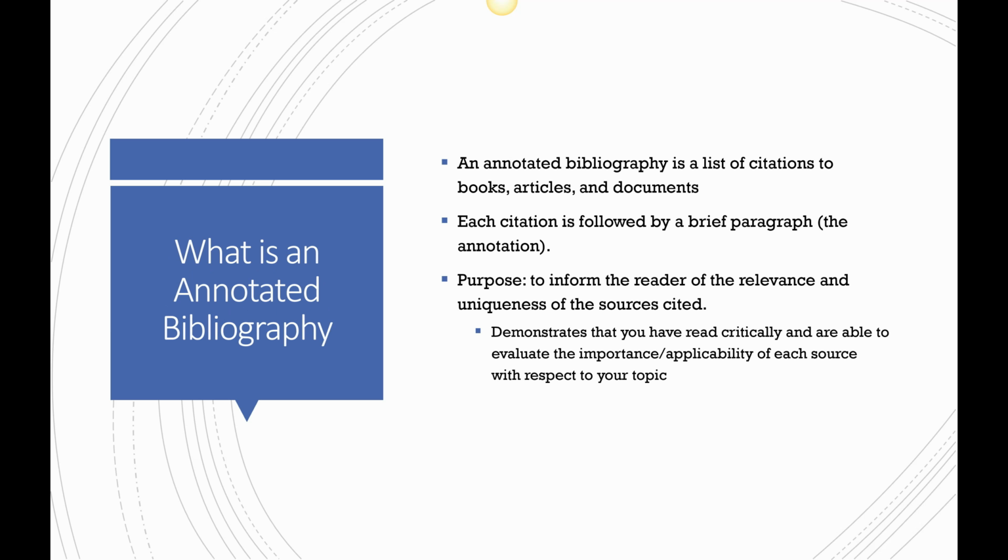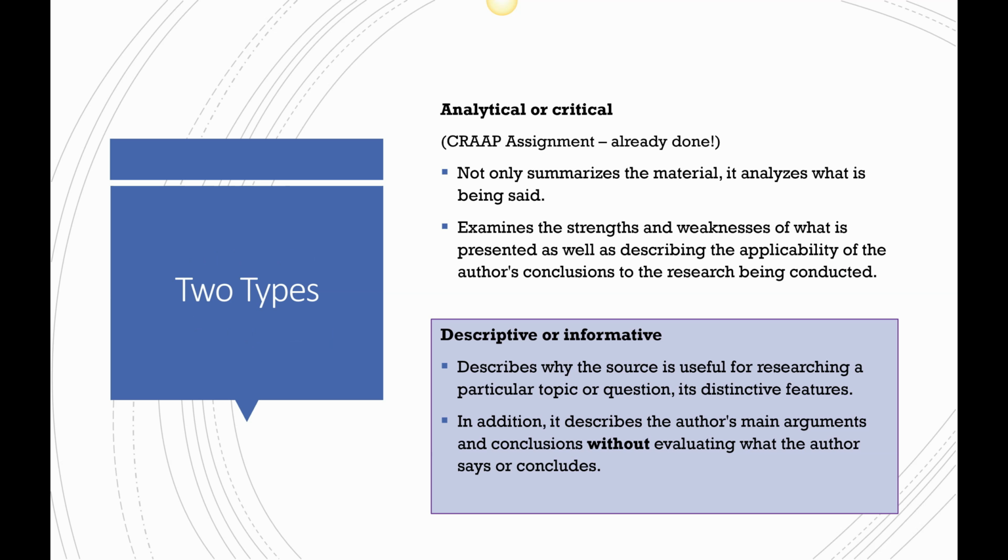An annotated bibliography is a list of citations, the citations that you turned in for your citation assignment, where each citation is followed by a brief paragraph called an annotation. The purpose of an annotated bibliography is to inform the reader about the sources, as well as to aid you, the researcher, in compiling possible sources to use in a paper, and to help you become familiar with the information available on your topic. There are two types of annotated bibliography, analytical and descriptive.